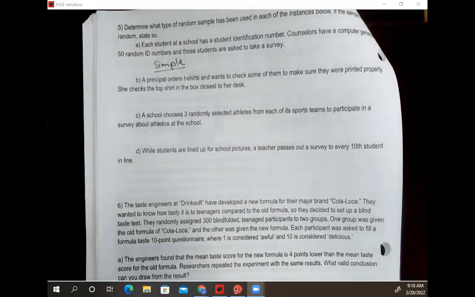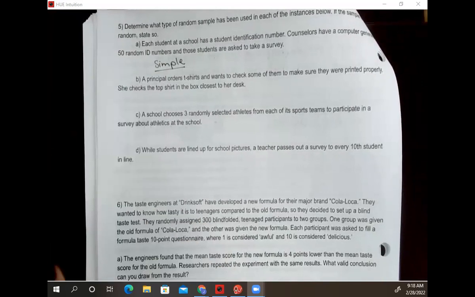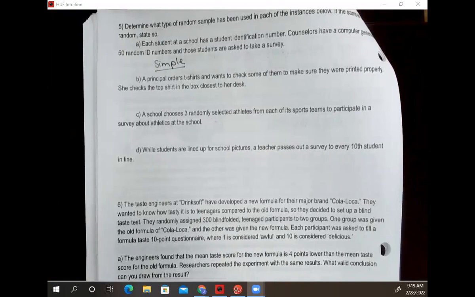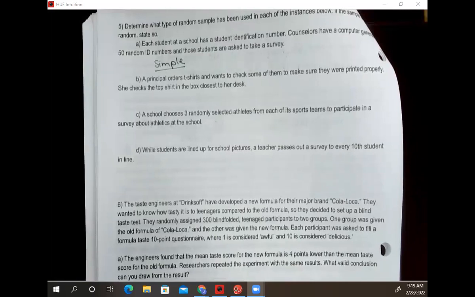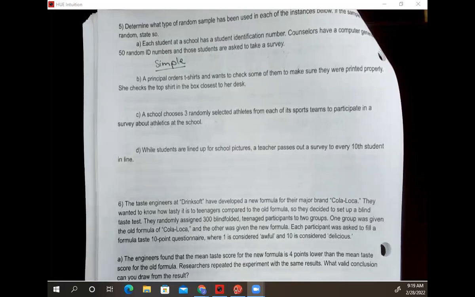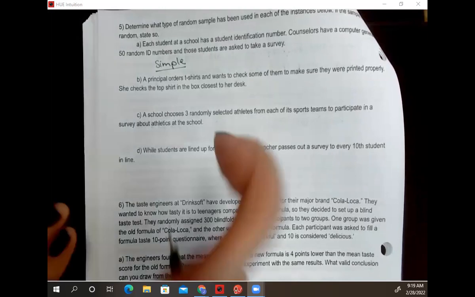B, a principal orders t-shirts and wants to check some of them to make sure they were printed properly. She checks the top shirt in the box closest to her desk. Is this random or not? Why is this not random? Yeah, I checked one shirt. So technically that's a sample, but it's definitely not a good sample. Each box didn't have an equally likely chance of being a box selected. Each shirt in the box didn't have an equally likely chance. This is simply like a survey of convenience. Okay, so this is not random.